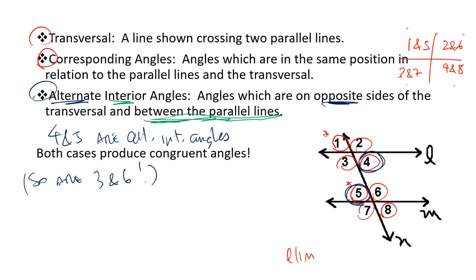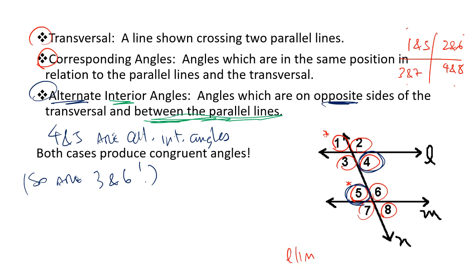Not to leave them out. Now, 4 and 6 are both interior, but they're not alternate. And then you've got 2 and 7, which are alternate, but they're not interior. We're not dealing with any other cases. These are the only two cases we're going to look at in this section, corresponding and alternate interior.